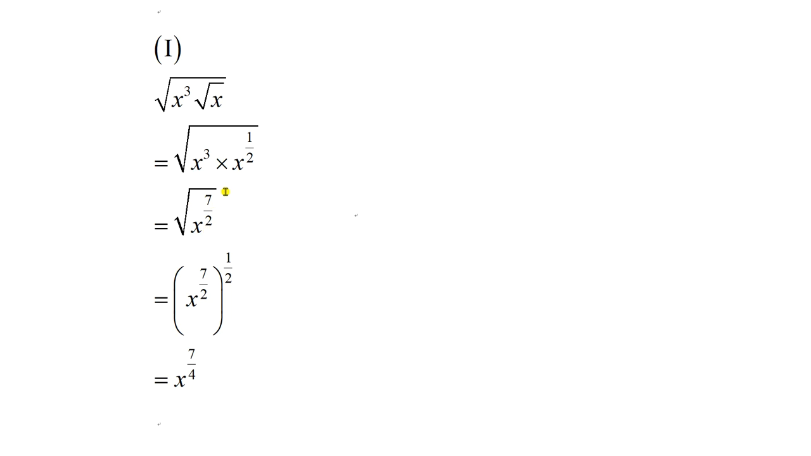Now look at the square root outside. We change this square root into index, that's 1 over 2. So x to the power 7 over 2, and then to the power 1 over 2 again. Finally, multiplying these two indices together, you get x to the power 7 over 4.